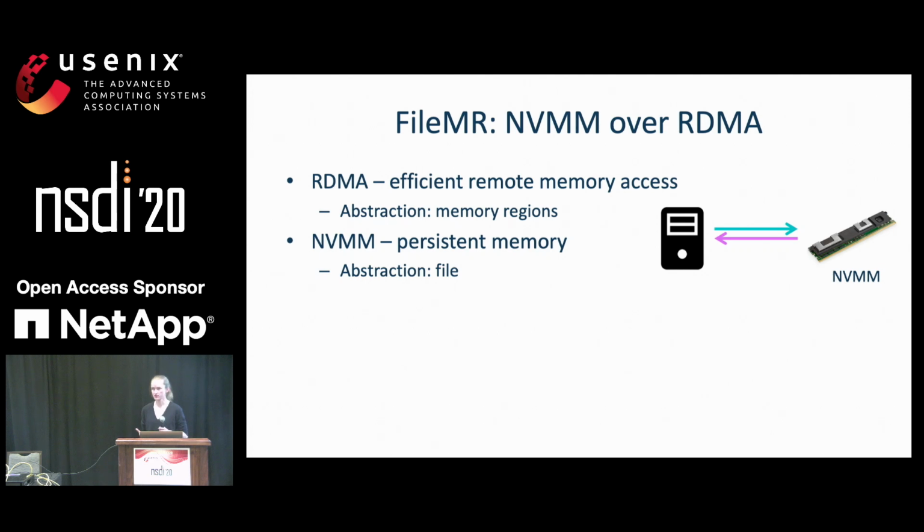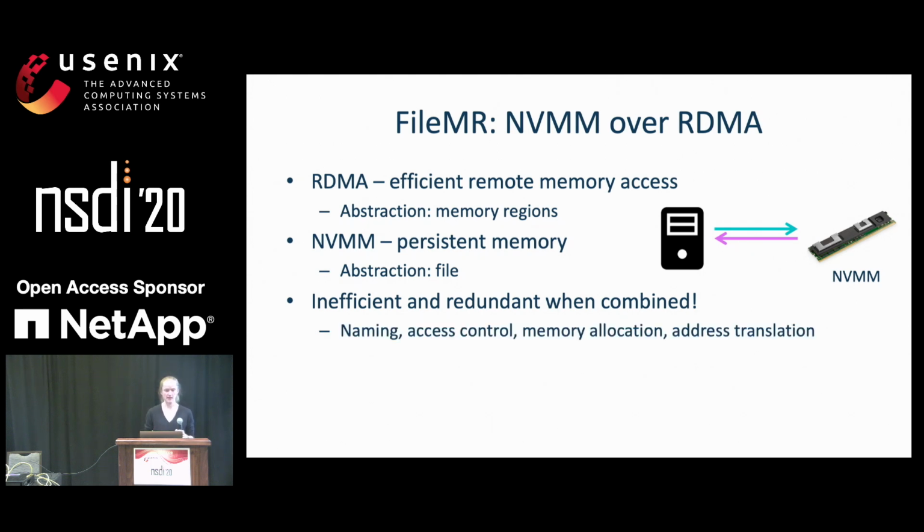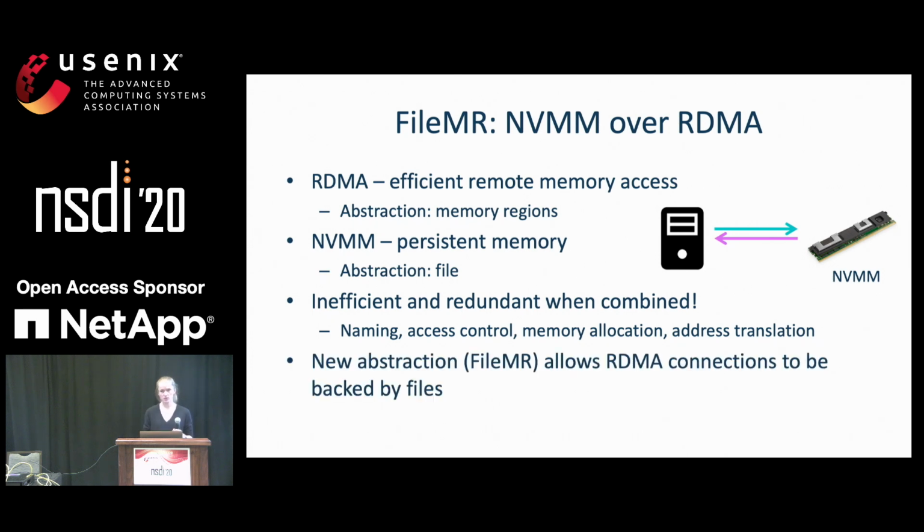What the authors of this paper observe is that if you try to just naively combine these two technologies together, it's really inefficient and redundant because these two technologies use a different abstraction for how they access memory. So there's a lot of functionality like naming, access control, memory allocation, et cetera, that is duplicated between these two different systems. So they propose a new abstraction, which they call FileMR, which allows RDMA connections to be backed by files instead of by memory regions, as in the past.